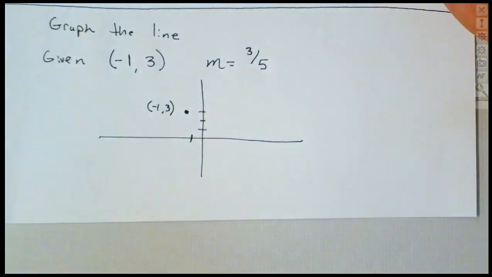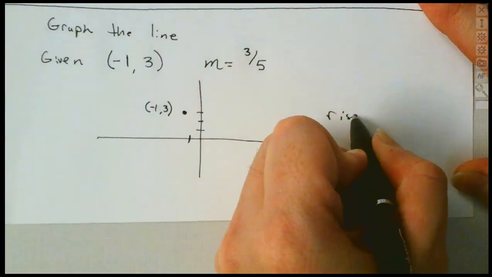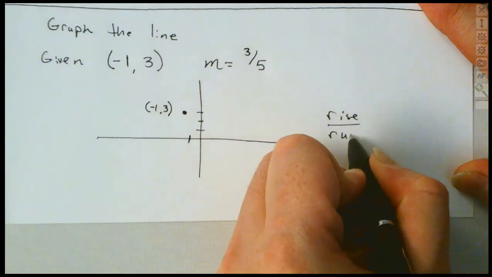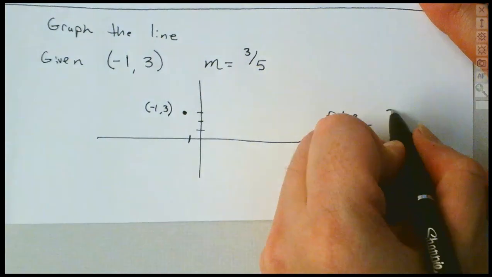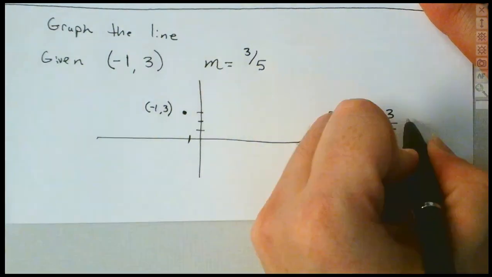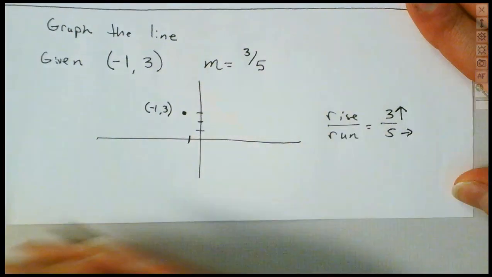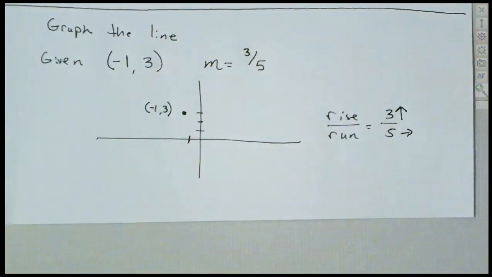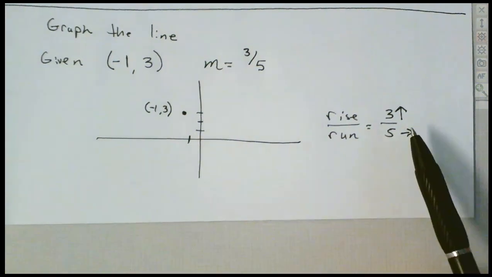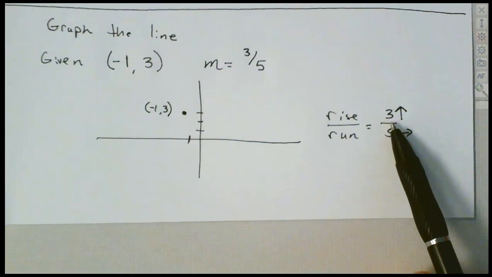Now your slope again is rise over run. In our case, it's 3/5. So that means we're going to go up 3 units and over 5 units. So up 3, over 5. Always go to the right, never to the left. We're going to go up because our slope is what? Our slope is positive.